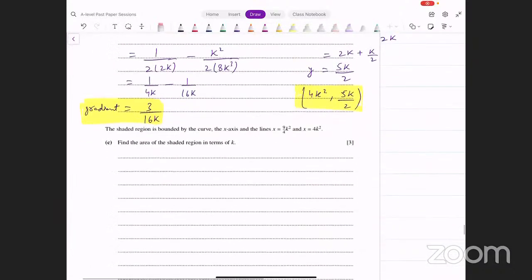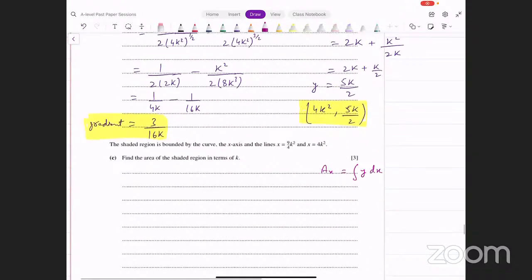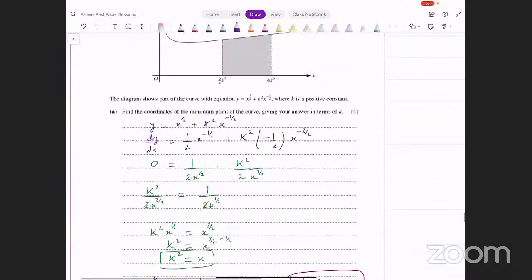Area कैसे find करते हैं? क्या formula होता है? Area equals integral of y with respect to x. ये area between the curve and the x-axis है. इसका ये formula होता है हमारे पास. इंटीग्रेट करें और लिमिट्स इनपुट कर दें. किसको इंटीग्रेट करें? फंक्शन y को.